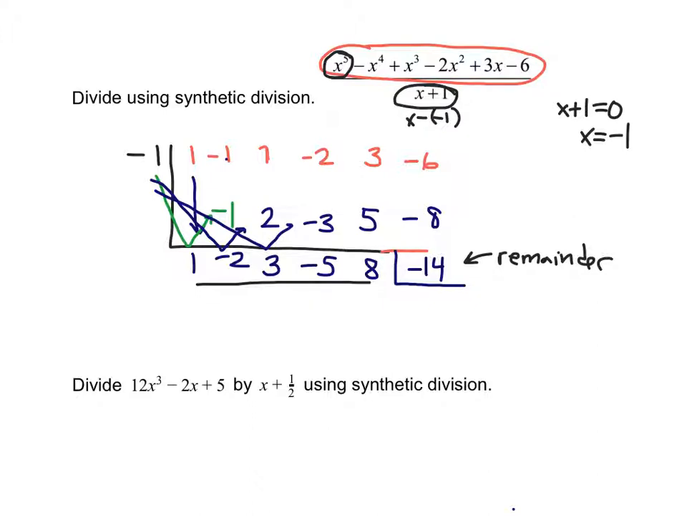So if you see these numbers, the first number goes in front of an x to the 4, because that's 1 less than what we started with. The next one, which is negative 2, goes in front of an x cubed. The next one goes in front of an x squared. The next one goes in front of an x. And then if we did it correct, you should end with a constant. And then, like I said, this last number is our remainder. So if I wanted to write it, it's negative 14 over x plus 1.